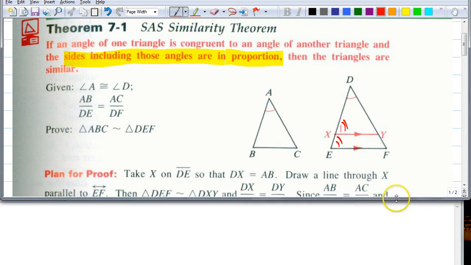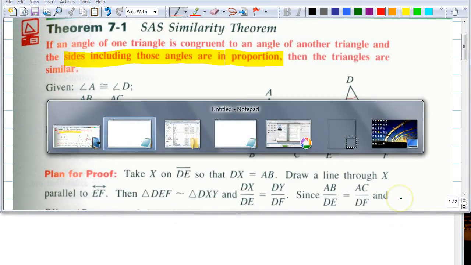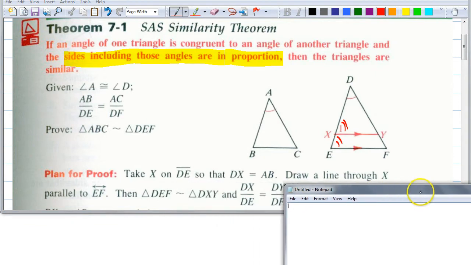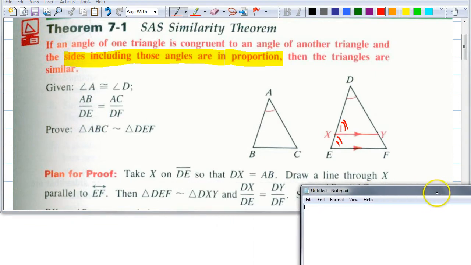Is that okay? That's what we have. And if that's true, what can you tell me about the corresponding sides of these two triangles? DX over DE is equal to what? DY over DF. Would you not agree? Because what do you know about similar triangles? Corresponding sides of similar triangles are in proportion.